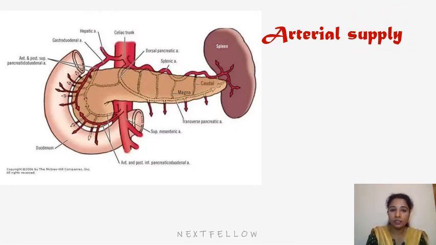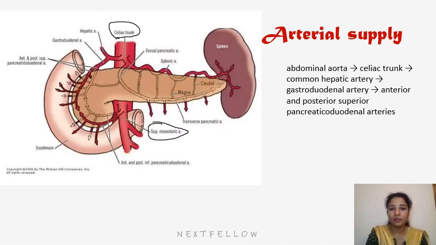Next, about the arterial supply of the pancreas. We can see it is supplied by the celiac trunk, and also by branches from the superior mesenteric artery. Celiac trunk is the artery of the foregut, and the superior mesenteric artery is the artery of the midgut. So the pancreas and duodenum are structures which develop from both foregut and midgut. That is the reason they are supplied by the celiac trunk and superior mesenteric artery.